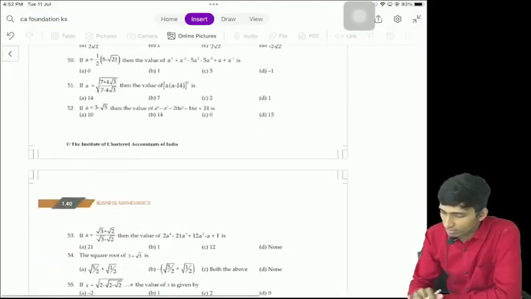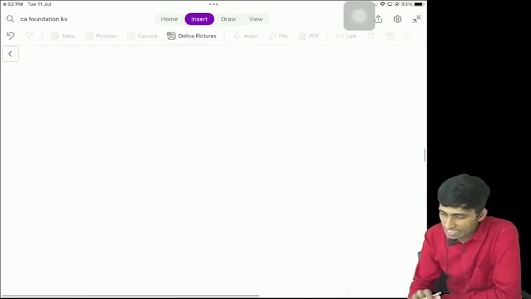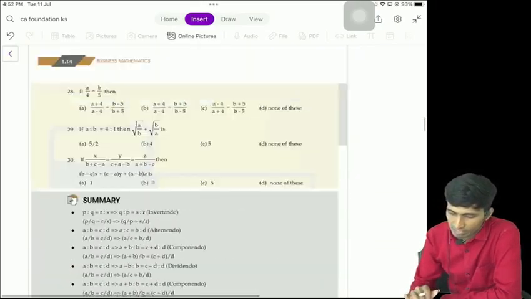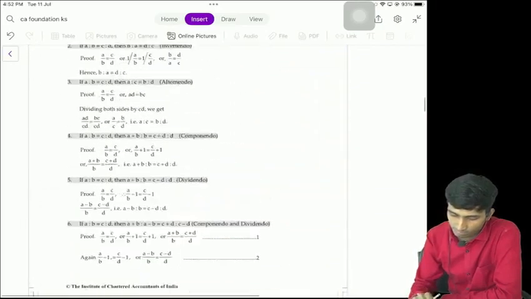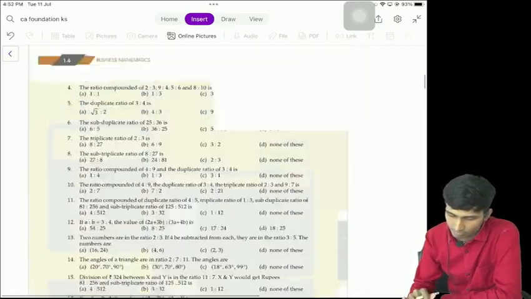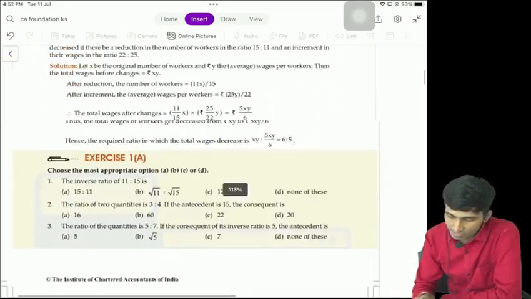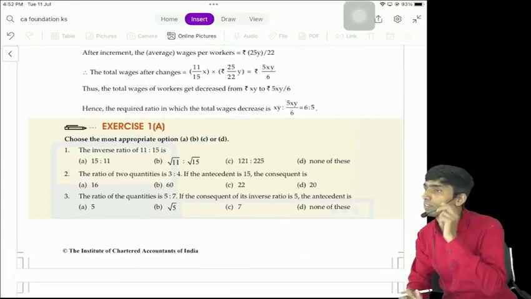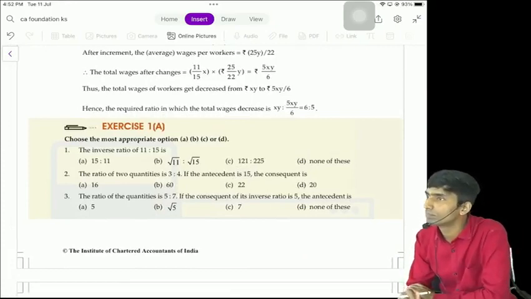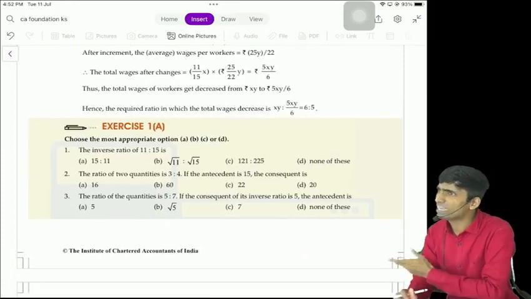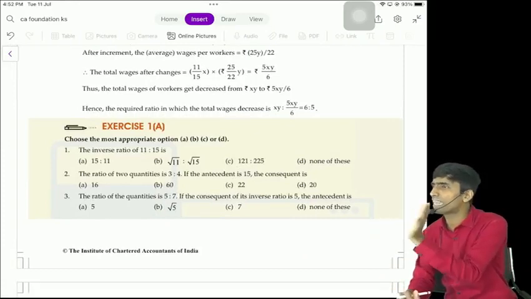Let's go to the exercise. Joint ratio, that is continuous. Now it is continuous. Now A is to B is to C.